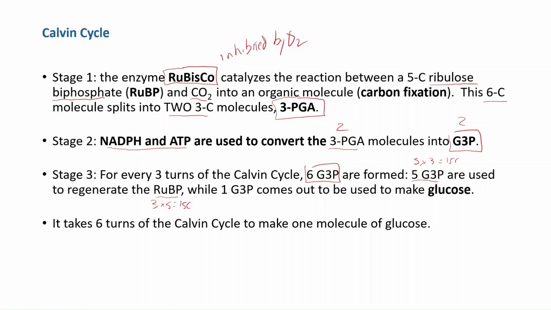If you use 5 out of 6, it leaves 1 G3P left that comes out. But that cannot make a glucose molecule because that's 3 carbons. If you have another G3P, then you make a molecule of glucose. Because remember, glucose has 6 carbons. So that means that it takes 3 turns to make 1 G3P. You need 2 of them. So altogether, you need 6 turns of the Calvin cycle to make 1 molecule of glucose.